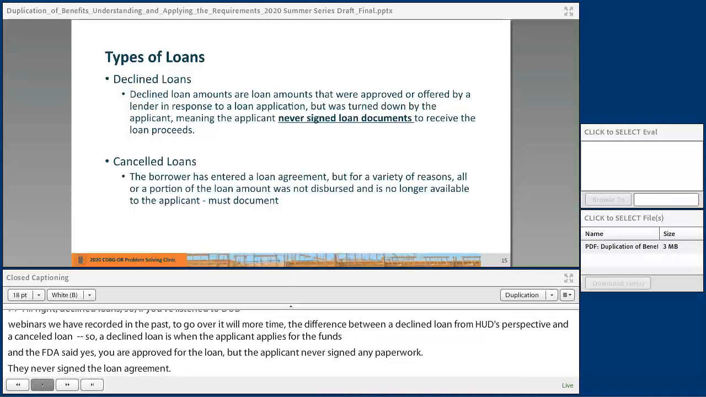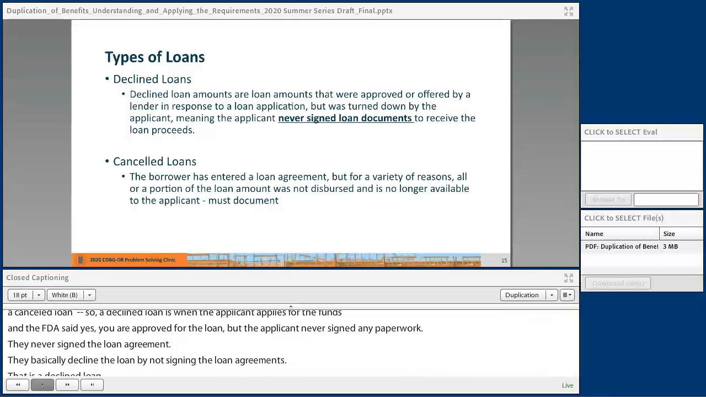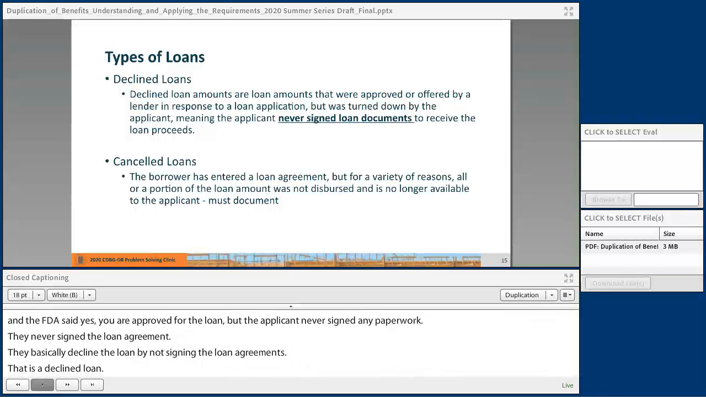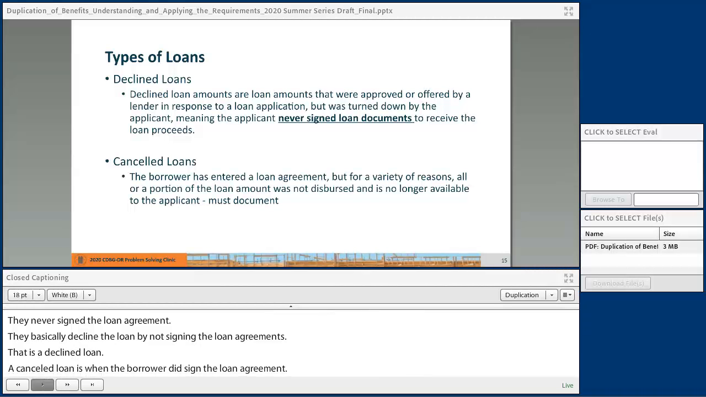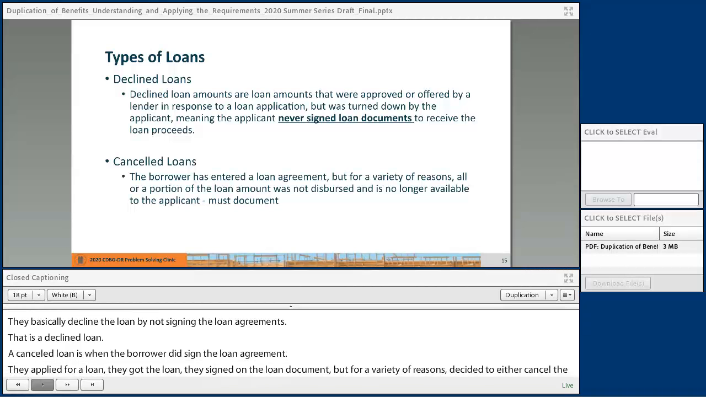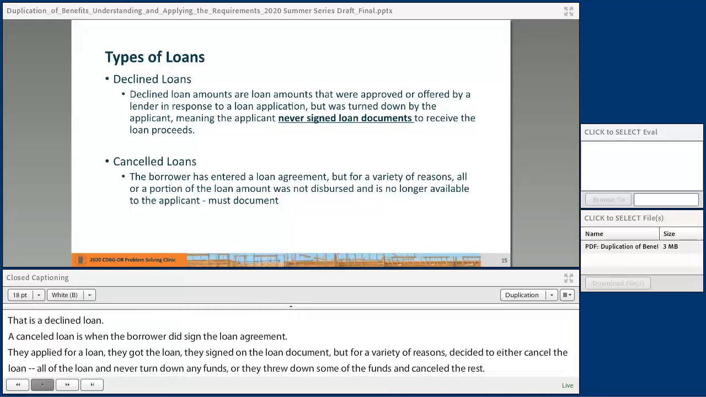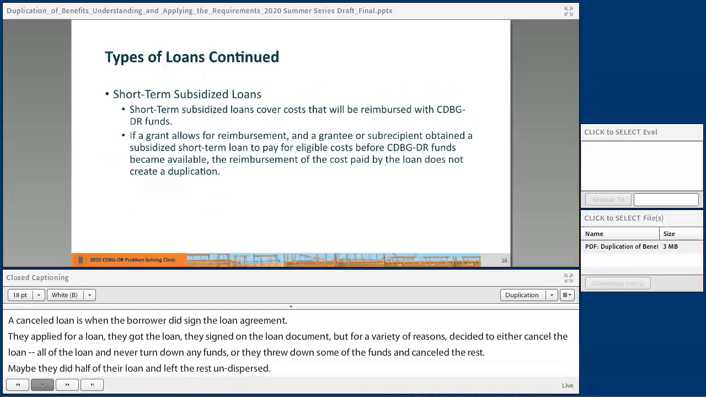A canceled loan is when the borrower did sign the loan agreement. So they applied for a loan, they got the loan, they signed all the loan documents, but for a variety of reasons decided to either cancel all of the loan, so they never drew down any funds, or they drew down some of the funds and canceled the rest. So maybe they drew down half the loan, left half of it undispersed. And so those are no longer available to the applicant. But there has to be some documentation there to prove that, right? And so we'll talk about that a little bit.